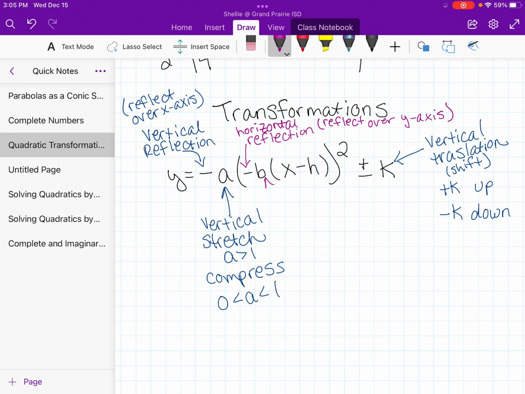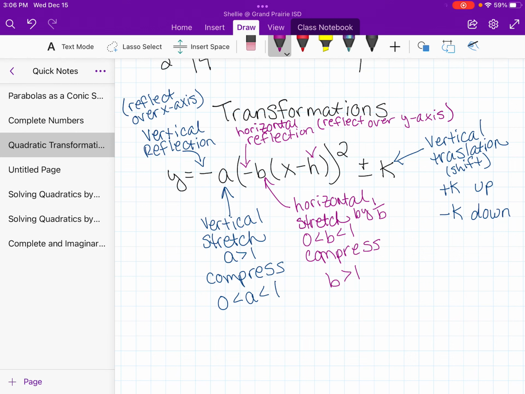The B value, that would be a horizontal stretch or compress. And the horizontal is actually going to be opposite of the vertical. So the stretch in this case would be between 0 and 1, and the compress would be greater than 1. And we usually say that this is a horizontal stretch by 1 over B. And we'll talk about what that means.